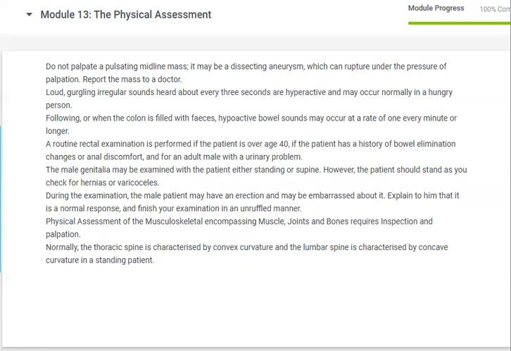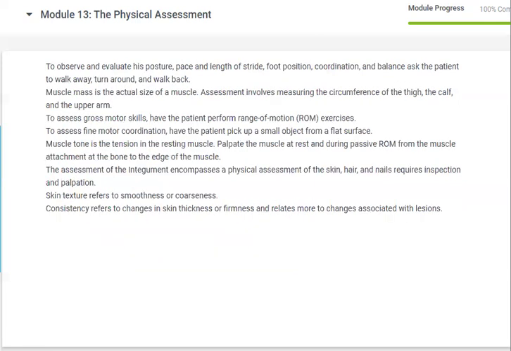Physical assessment of the musculoskeletal system, encompassing muscle, joints, and bones, requires inspection and palpation. Normally, the thoracic spine is characterized by convex curvature and the lumbar spine is characterized by concave curvature in a standing patient. To observe and evaluate his posture, pace and length of stride, foot position, coordination, and balance, ask the patient to walk away, turn around, and walk back.